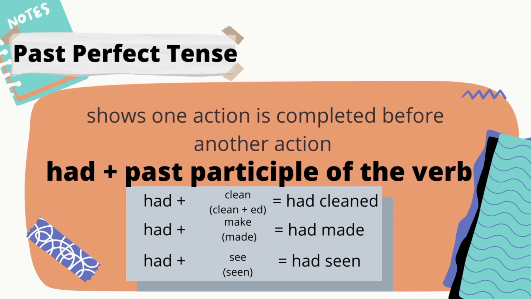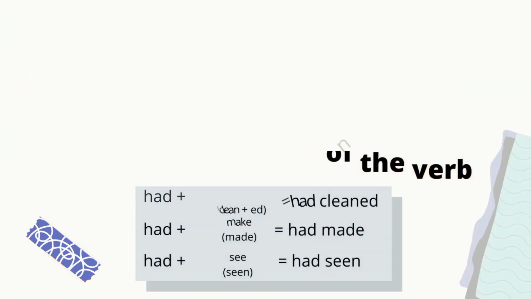We have had cleaned, the past perfect tense for the regular verb clean. For make, we have had plus the past participle of make, which is made. Therefore, the past perfect tense of make is had made. For the irregular verb see, the past participle is seen. This is different from its past tense saw. So, the past perfect tense of see is had seen. Please bear in mind that the past form of the verb is different from the past participle.